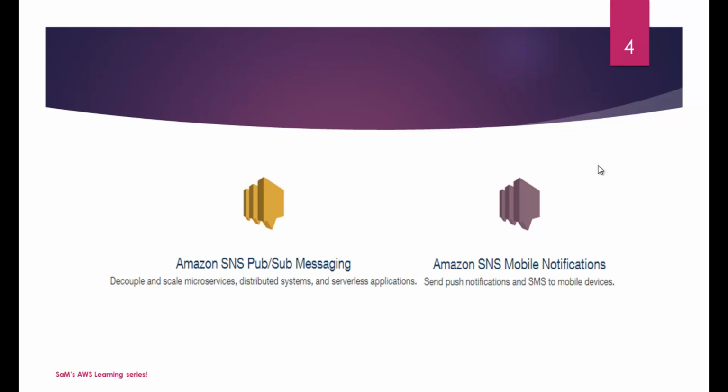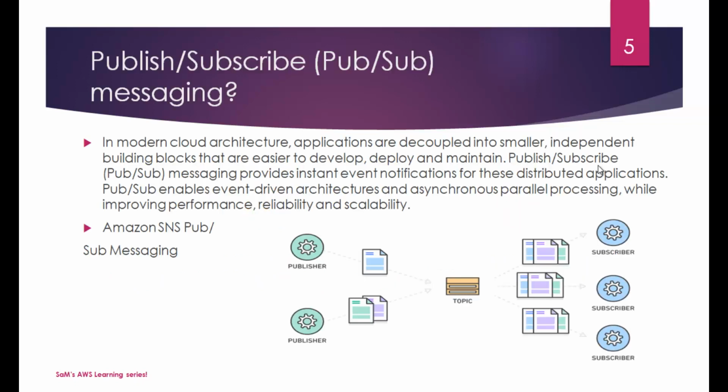And then SNS mobile notification. This is the era of mobile devices. We use a whole lot of applications which use push-based notification systems. SNS does support push notifications and SMS to mobile devices. PubSub messaging is short for publish and subscribe messaging. In modern cloud architecture, applications are decoupled into smaller independent building blocks that are easier to develop, deploy and maintain. PubSub messaging provides instant event notifications for these distributed applications. PubSub enables event-driven architectures and asynchronous parallel processing while improving performance, reliability and scalability.